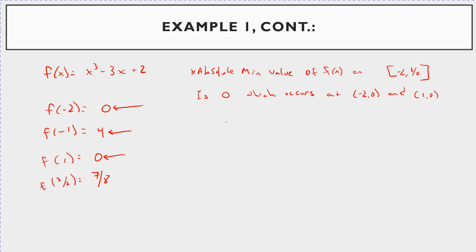And look, let's find your absolute max. So the absolute max value of this function f of x on this interval, so on this closed interval, okay, is the value 4, which occurs at the point -1, 4. All right, so we got a good start to seeing how we just find the absolute max and the absolute min values on a closed interval.